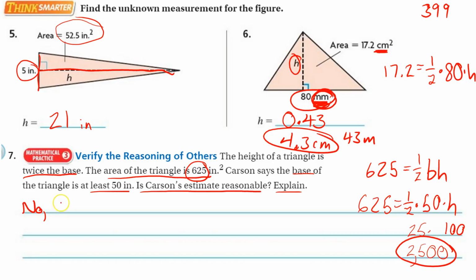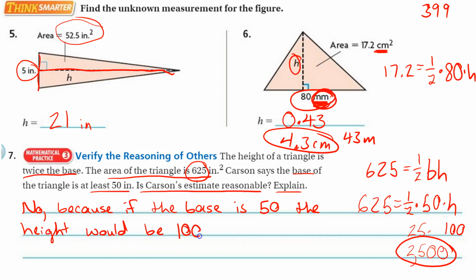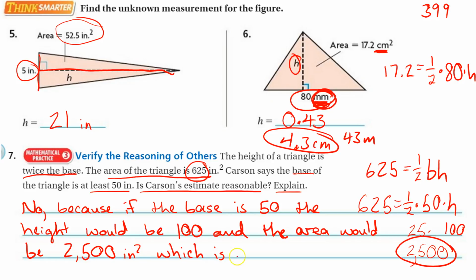So no, because if the base is 50, the height would be 100, and the area would be 2,500 inches squared, which is much larger than 625 inches squared.